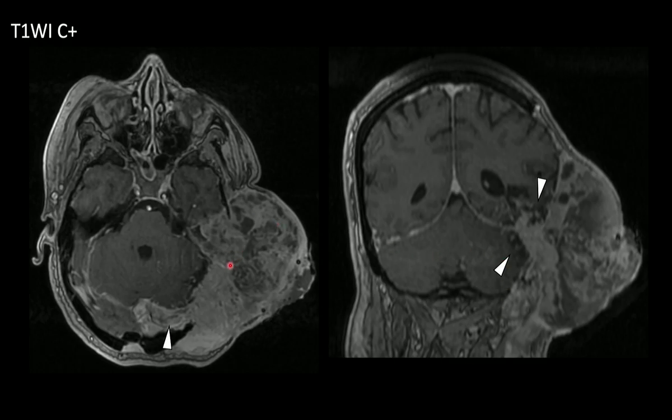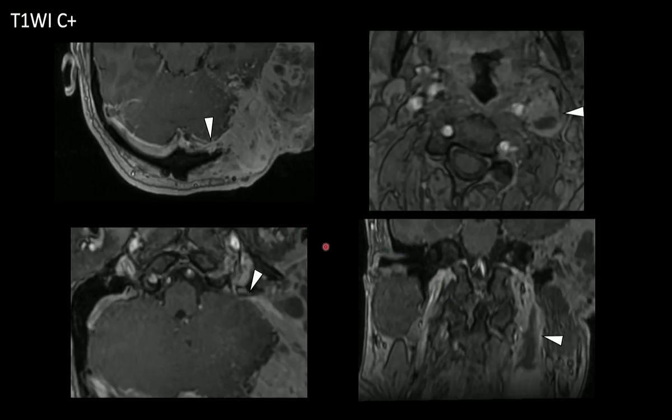We can see invasion to the dura and the subdural space, and also extension towards the brain and cerebellar parenchyma in this coronal image. There is involvement of the transverse and sigmoid sinus, and also the left jugular vein has a dilation and partial thrombosis. This is a coronal image, and we can compare with the contralateral jugular vein. It is dilated and has the thrombus here.